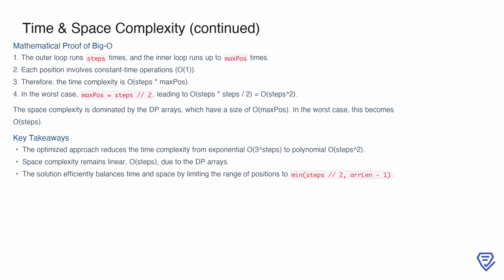The key takeaways are that the optimized approach reduces time complexity from an exponential O(3^steps) to a polynomial O(steps^2), while maintaining a linear space complexity of O(steps). This efficiency is achieved by carefully limiting the range of positions to min(steps // 2, arrLen - 1), striking a balance between time and space requirements.